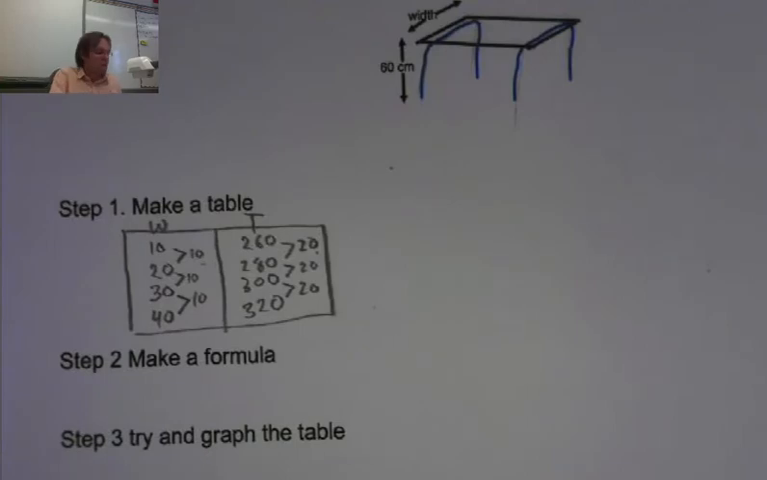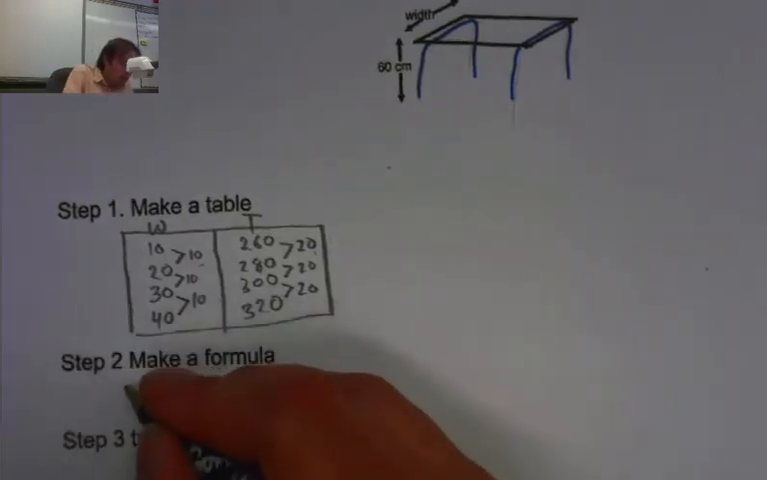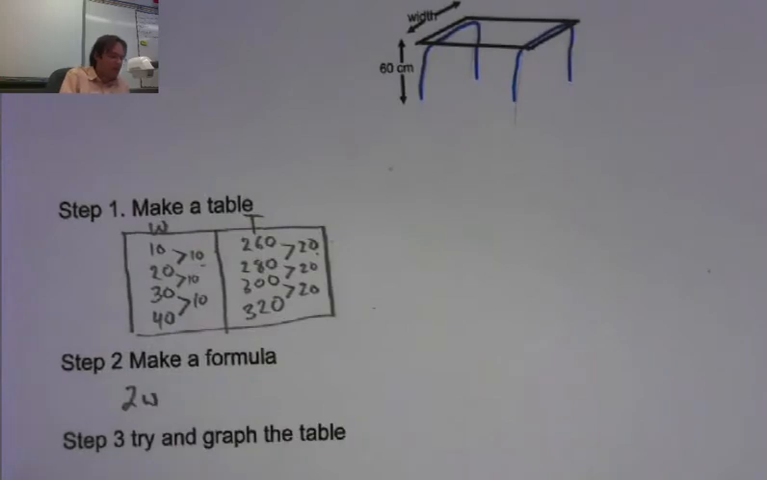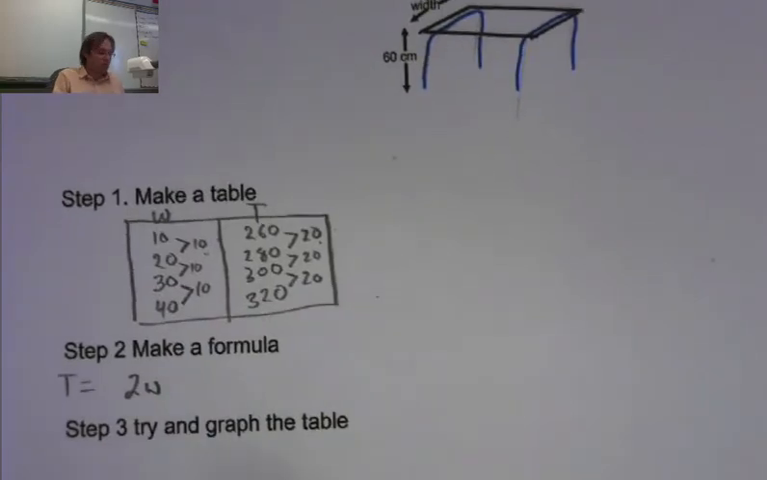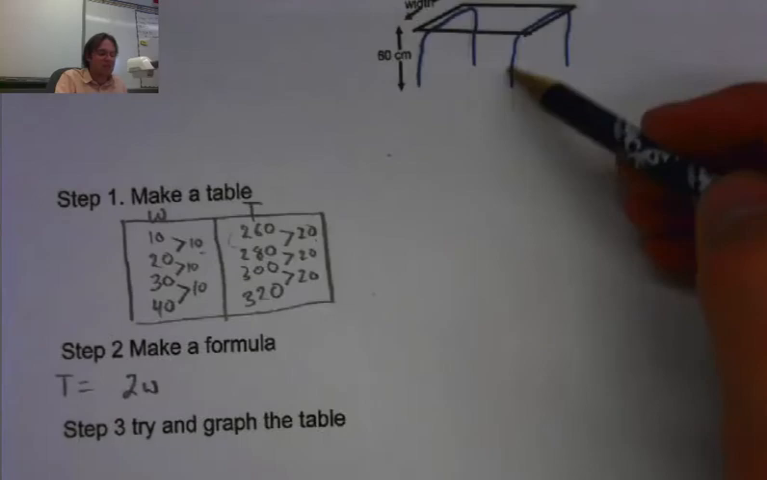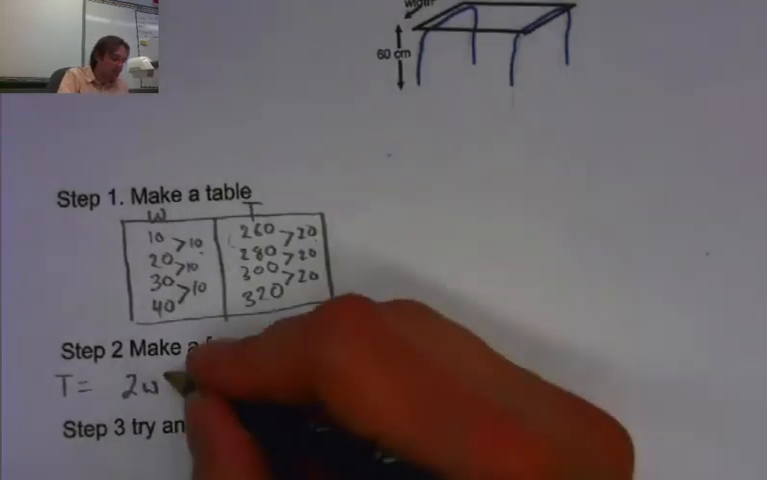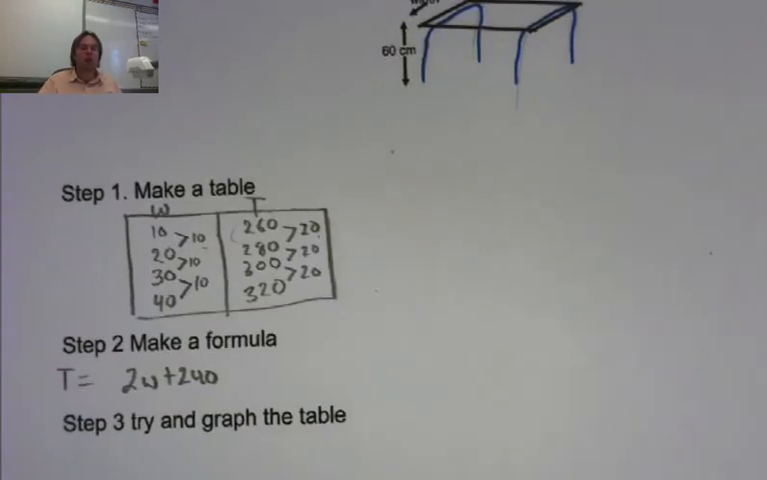So for every 1 this goes up, how much would this go up? Think back to our ratios. It's going to go up 2. So I have to multiply my width by 2. Okay? So my length, or my total, is equal to 2 multiplied by the width. And then what must we always add? We're adding 60 plus 60 plus 60 plus 60. We're always adding 240. And that would give me my total length.